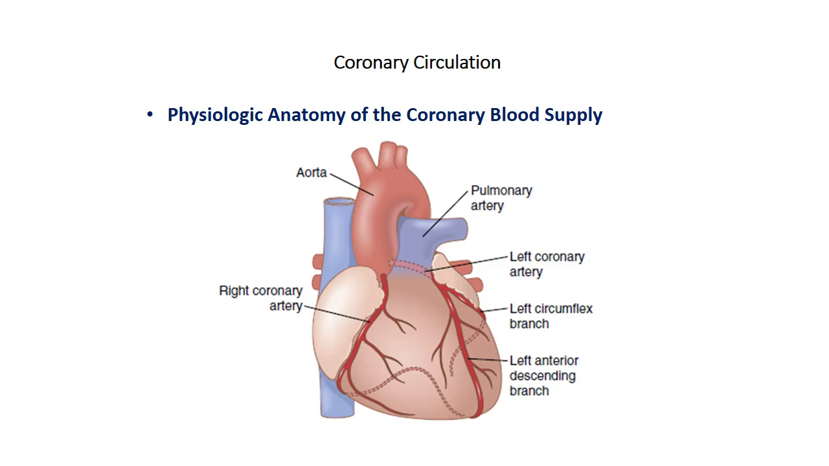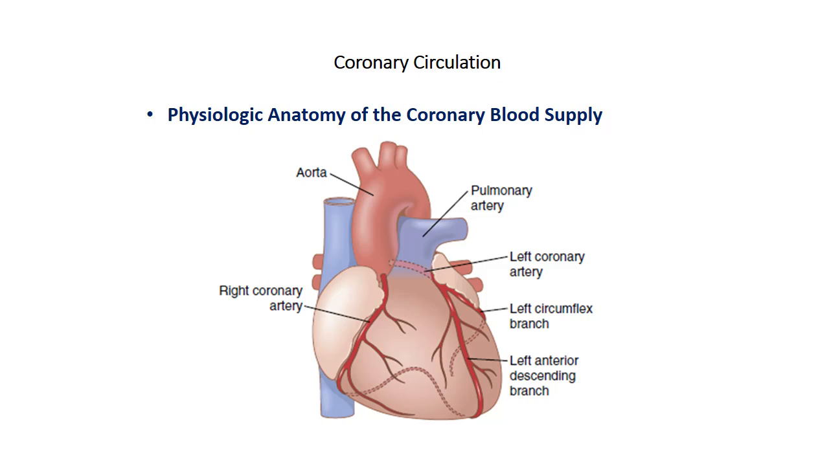The left coronary artery supplies mainly the anterior and left lateral portion of the left ventricle, whereas the right coronary artery supplies most of the right ventricle as well as the posterior part of the left ventricle in 80% to 90% of people.